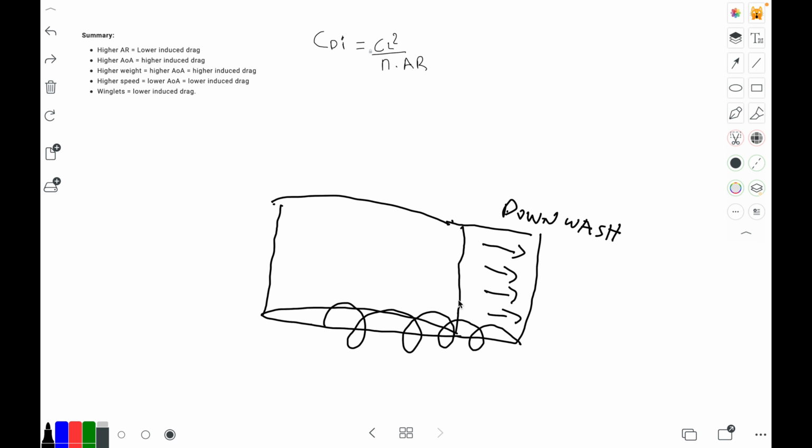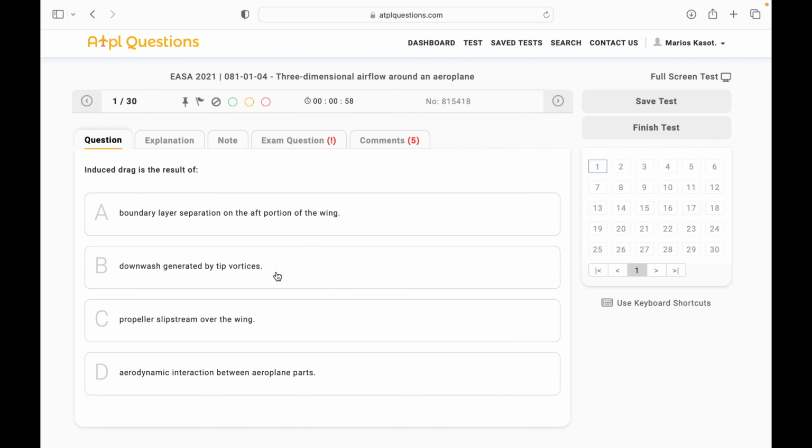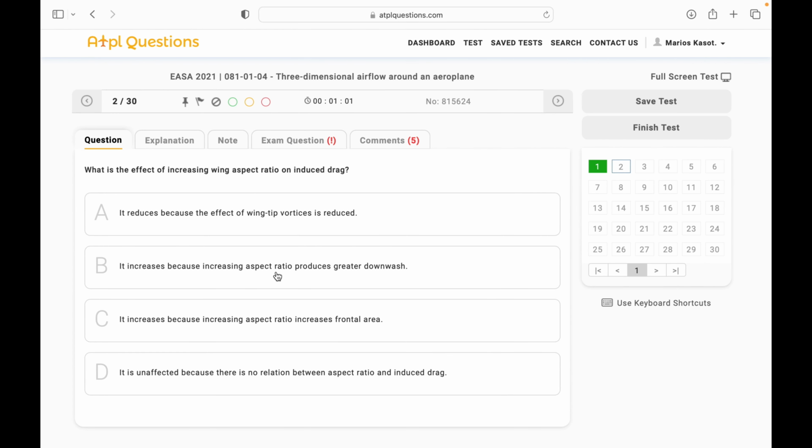Moreover, wingtip vortices are existent along the span of the chord at every point. But the stronger of the wingtip vortices are located at the wingtip. What is the effect of increasing wing aspect ratio on induced drag?